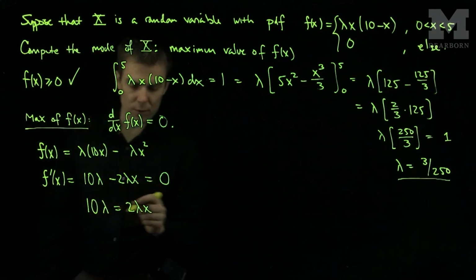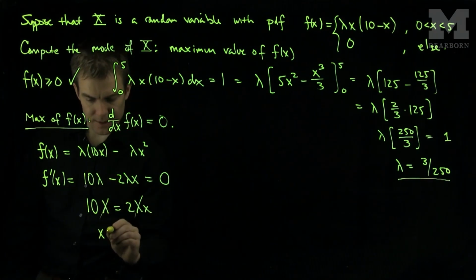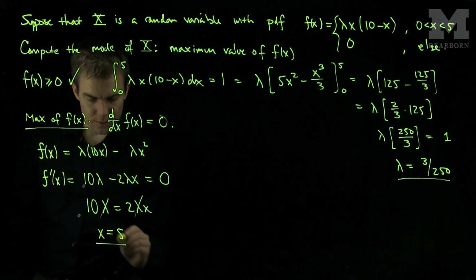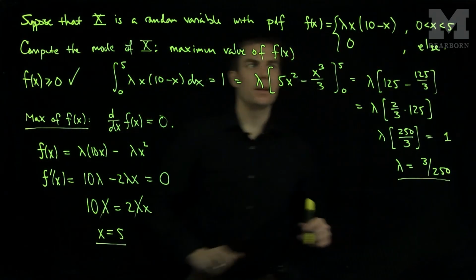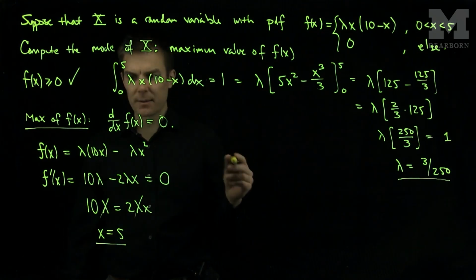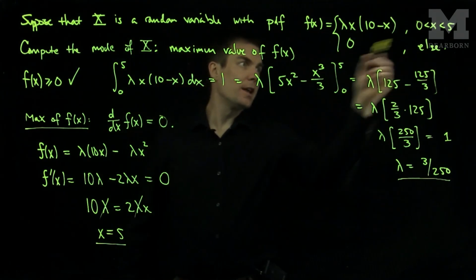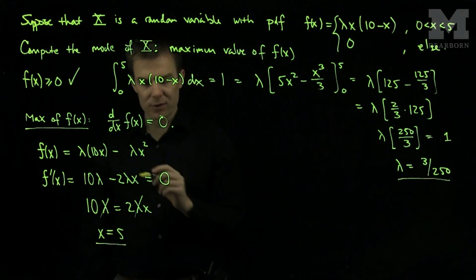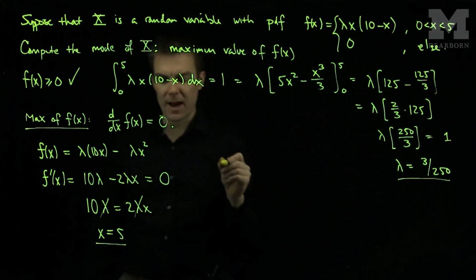So the mode does not care about what lambda is. It will cancel out. And we see that x has to be equal to 5. So 5 is the very far end of the PDF. And so we see that the maximum value of this occurs when x is equal to 5. But we have to check the endpoints as well. So x equals 5 is one endpoint. If we plug in 0, we see that f of x is equal to 0. So that's not the maximum.